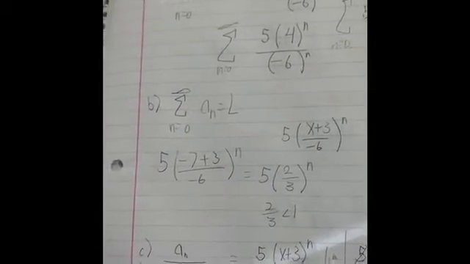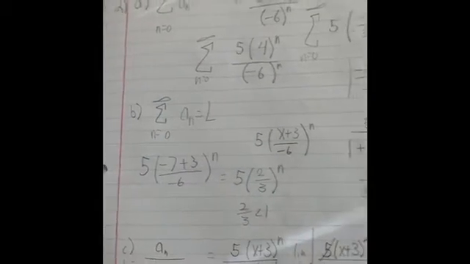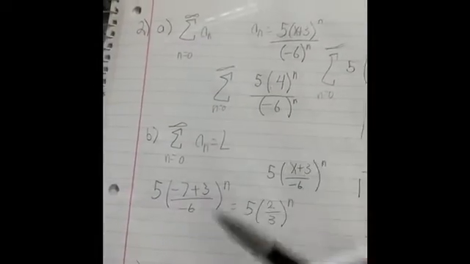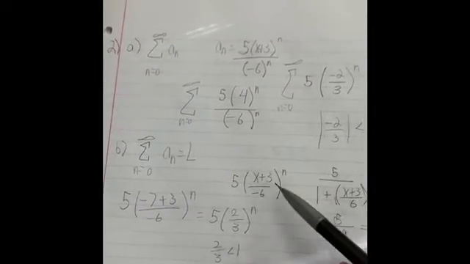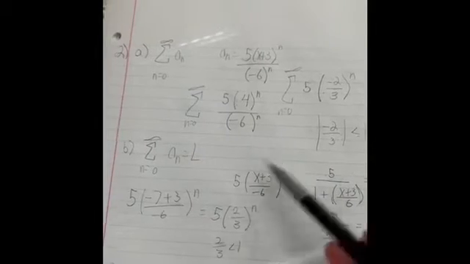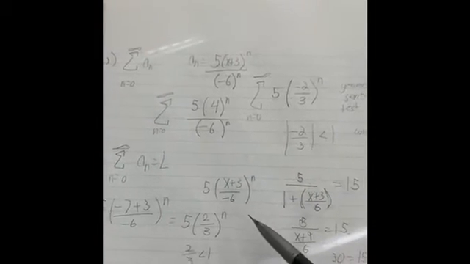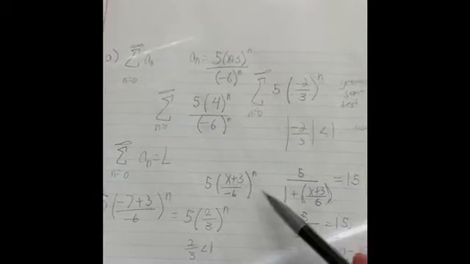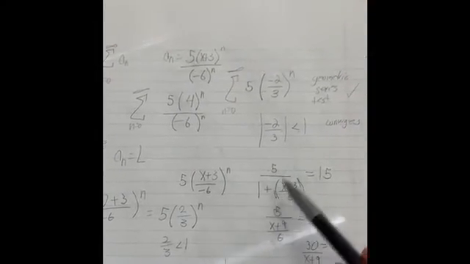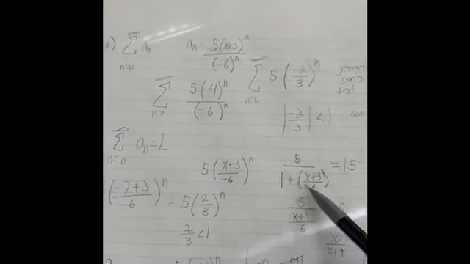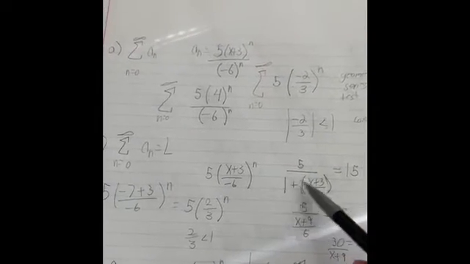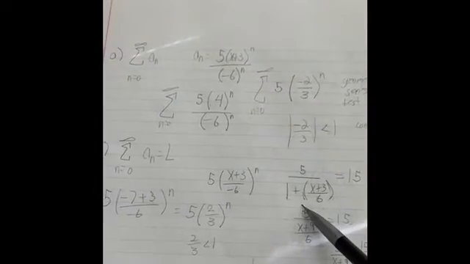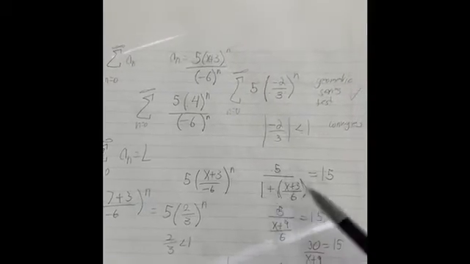So we know that the original thing is 5 times x plus 3 over minus 6 to the nth power. I basically simplified it right here to the geometric series. And so now we can convert this to 5 over 1 plus (x plus 3) over 6. We got rid of the minus sign because that was negative 6, so that's being subtracted, so it's actually plus. So it'd be 5 over 1 plus (x plus 3) over 6, and this would equal 15, the real number.